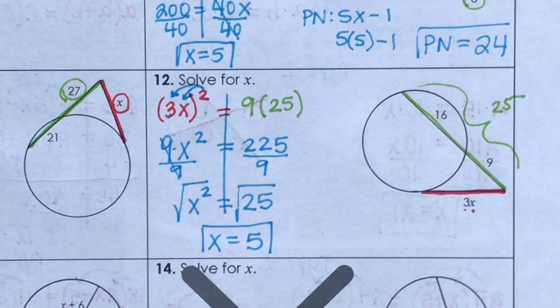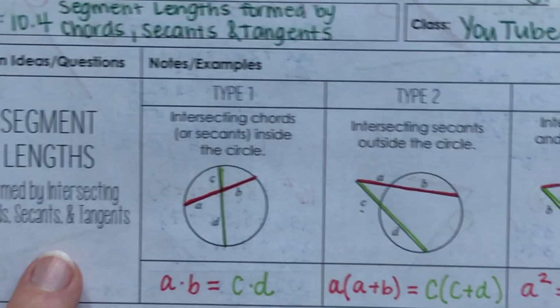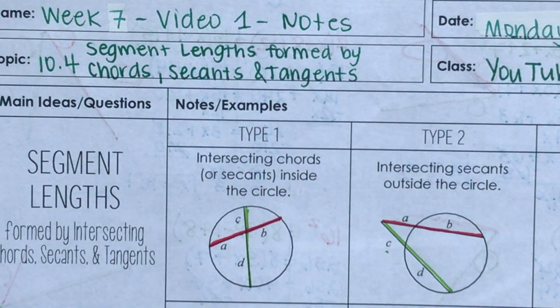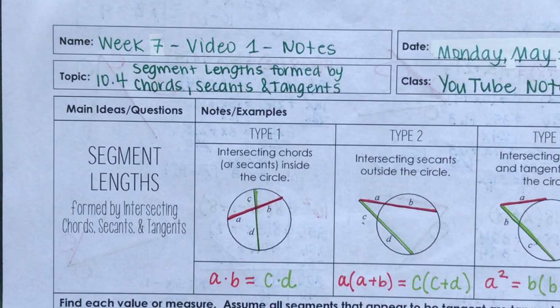Okay, we are now finished with section 10.4, segment lengths formed by chords, secants, and tangents. So we're finished with our video here.